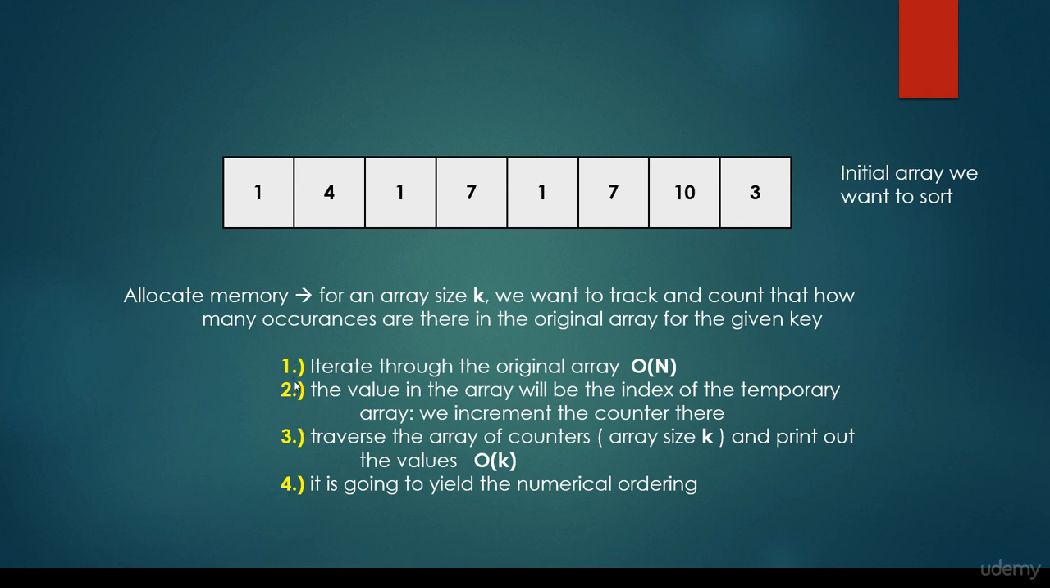So what about the algorithm itself? We iterate through the original array. Okay, it takes linear time complexity, not that painful, not that expensive. Then the value in the array will be the index of the temporary array. We just increment the counter there. Then we traverse the array of counters with array size k and print out the values. It will have an O(k) running time. And it's going to yield a numerical ordering, okay.